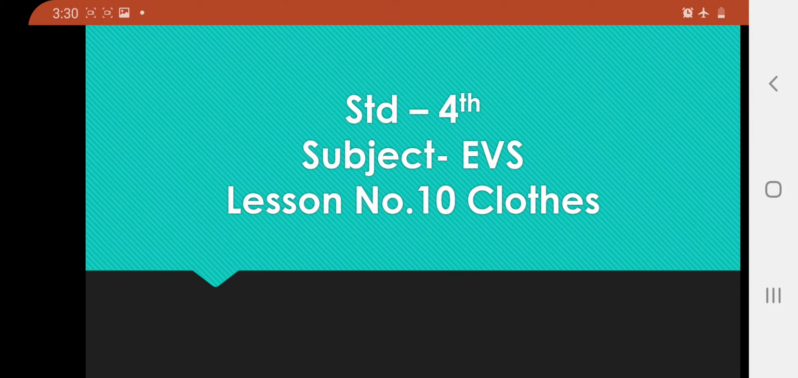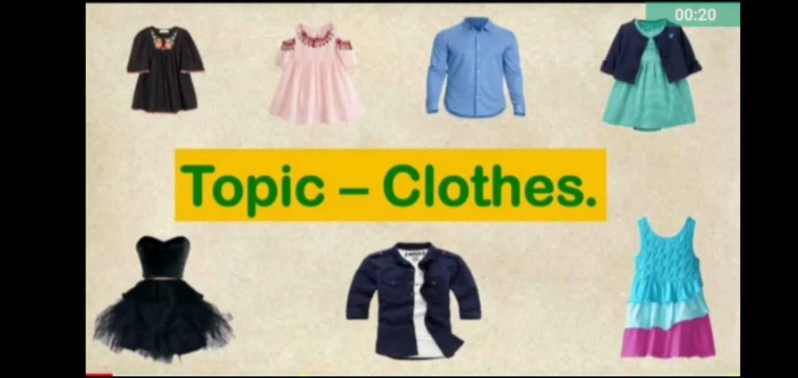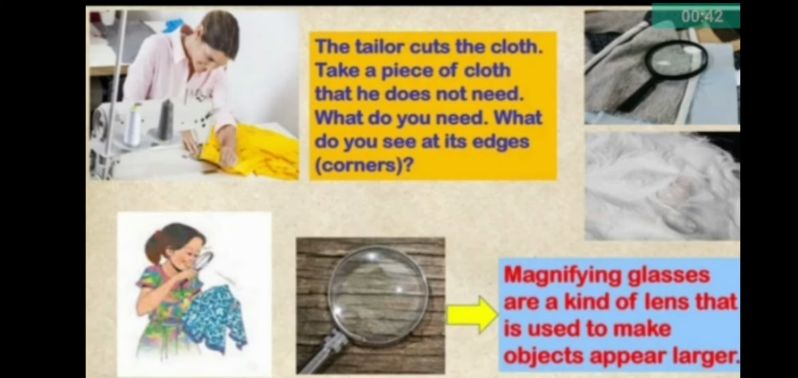Everyone, today we are going to learn Standard 4th subject EVS lesson number 10, Clothes. Students, we use different colorful, fancy and fashionable clothes. But do you know how these clothes are made? Now today we are going to learn how clothes are durable and how clothes are made.